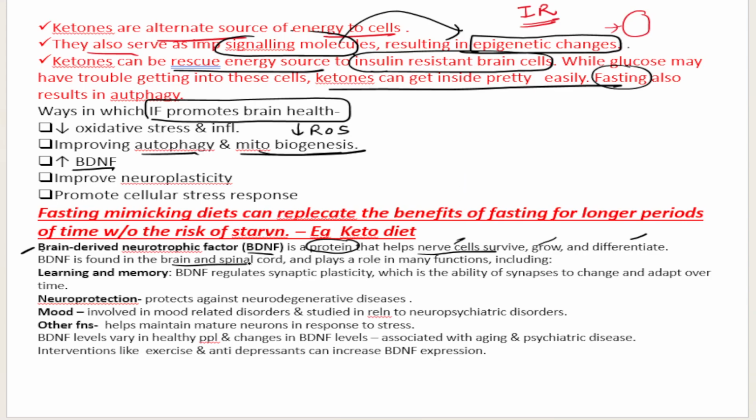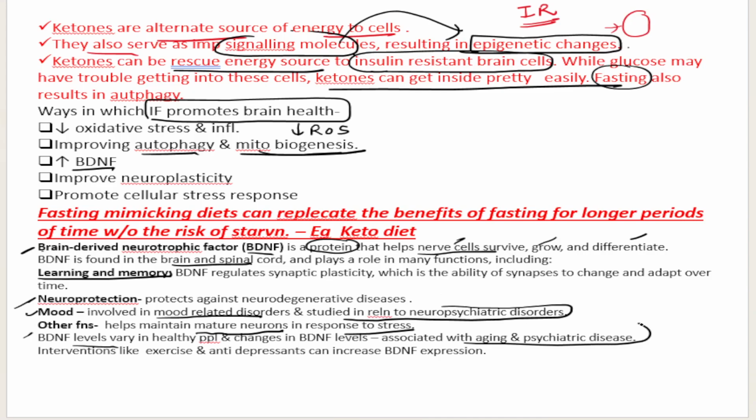It is found in the brain and spinal cord and plays a role in a lot of functions like learning and memory, in neuroprotection, that is, protecting against neurodegenerative diseases, and in mood. It is involved in mood related disorders and is studied in relation to neuropsychiatric disorders. It is also helping maintain mature neurons in response to stress. BDNF levels vary in healthy people, and changes in the levels of BDNF are associated with aging and psychiatric disease.